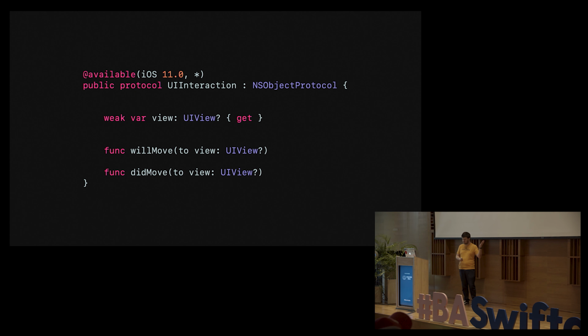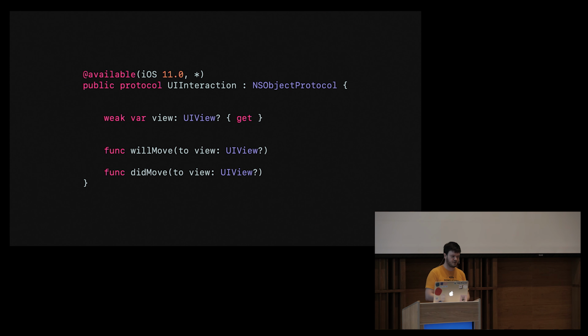So this is the protocol. It's available since iOS 11, but you could make your own one if you want backwards compatibility. There's nothing special about it. It just gets a view, and it has callbacks for will move and did move to view, and that's where you can hook, like add your gesture recognizers and stuff.